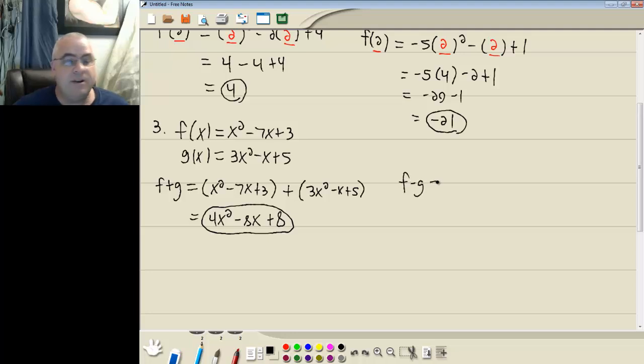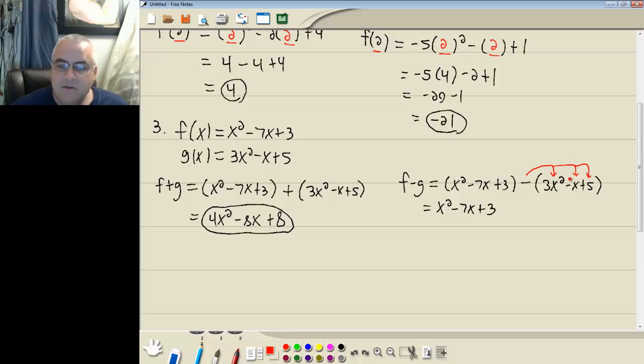Now f minus g. Same thing. We're going to put parentheses around each polynomial and put a minus between them. So we got x squared minus 7x plus 3 minus, and then parentheses around it, 3x squared minus x plus 5. This one, the parentheses actually do something. The first set of parentheses don't, so I can just drop them. So I got x squared minus 7x plus 3. Remember, if you have a minus in front of your parentheses, that flips the sign of everything inside. So it flips the sign of the 3x squared, the negative x, and the plus 5. So I got minus 3x squared plus x minus 5. Flip the sign of everything.